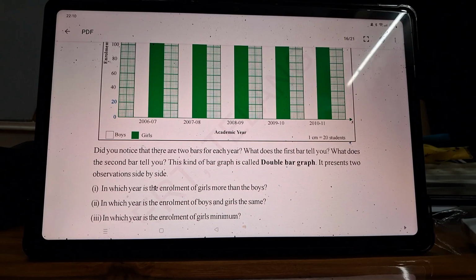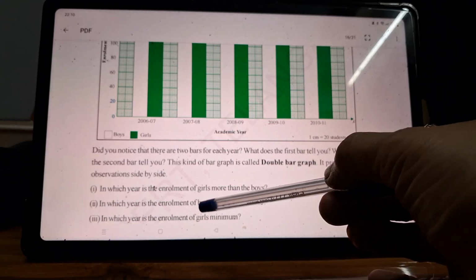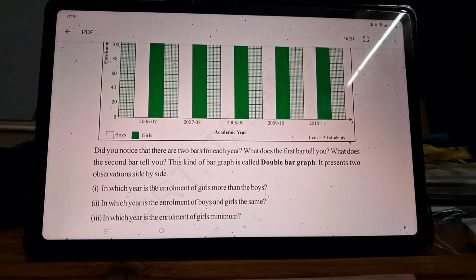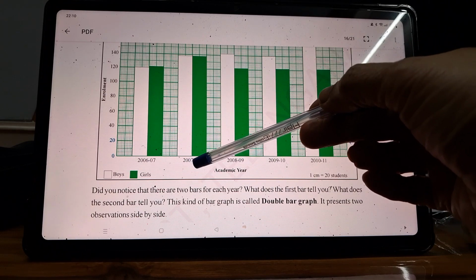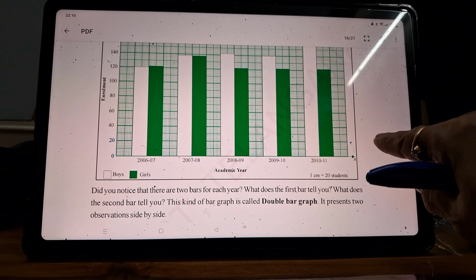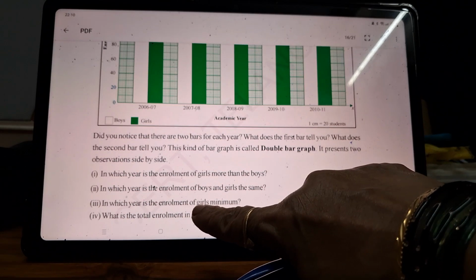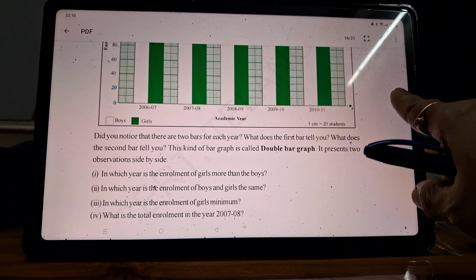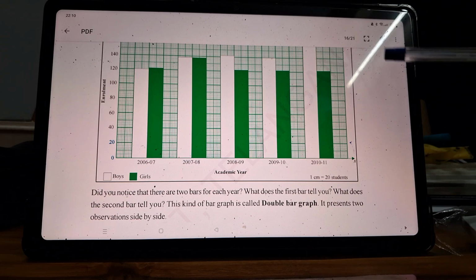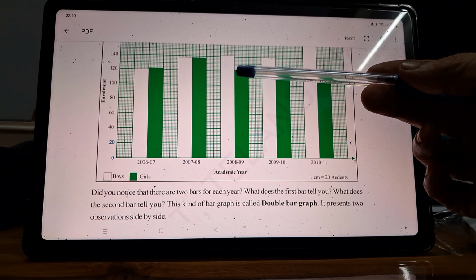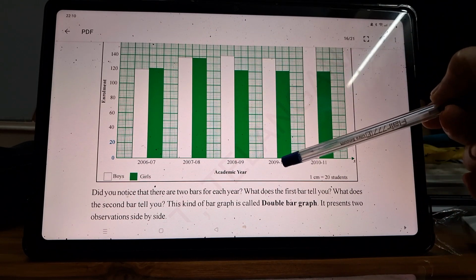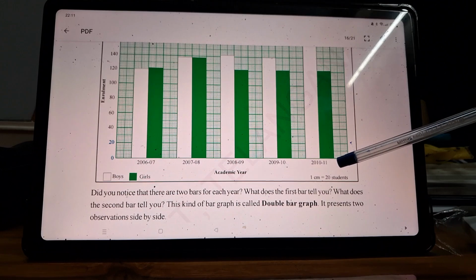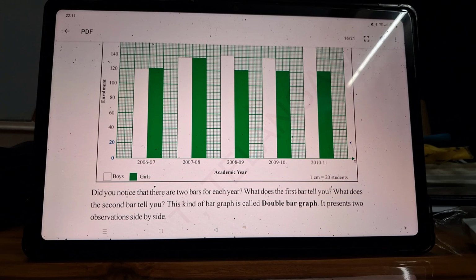And the second question is, in which year is the enrollment of boys and girls the same? Same means you should have the same level. Same level is here, 2007 to 2008. They are the same. In which year is the enrollment of girls minimum, very less? Minimum enrollment is here. These three are the same, but they are minimum here. That is 2008, 9, 10 and 10, 11. In all these 3 years, the enrollment of girls is very less.